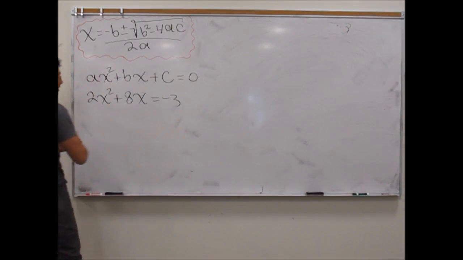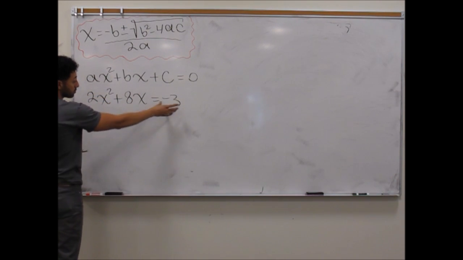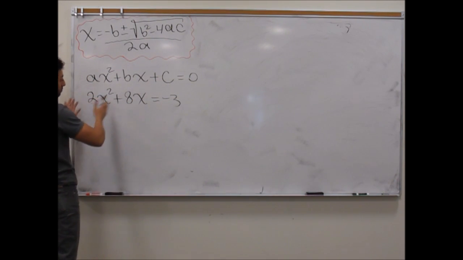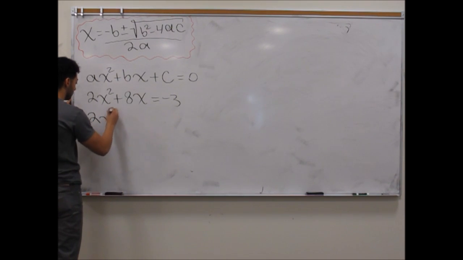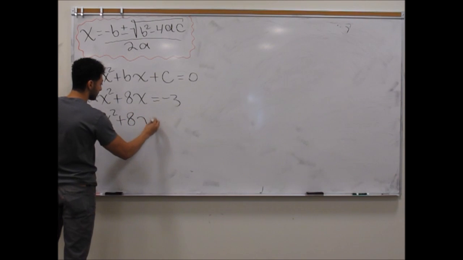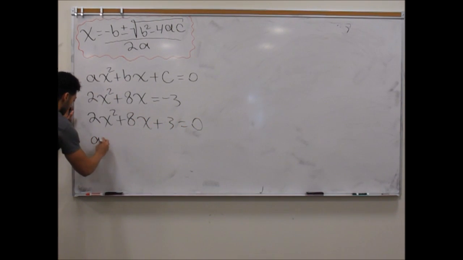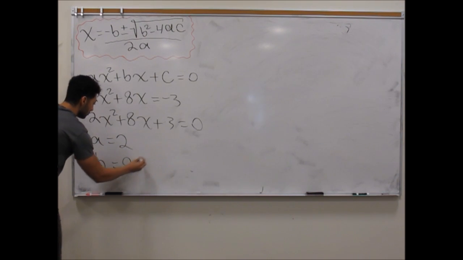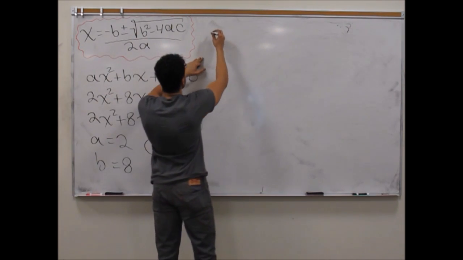So you need to have it in standard form first, 0 on one side, all the other stuff on the other. So I'm just going to add the 3 over as opposed to moving all that stuff on the other side. So I get 2x squared plus 8x plus 3 equals 0. So then I get that a is equal to 2, b is equal to 8, and c is equal to 3. So let's pop it in there.